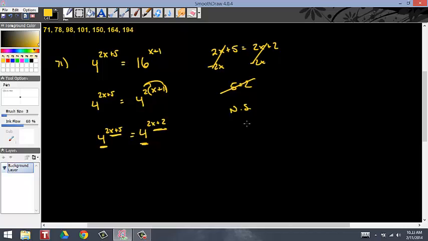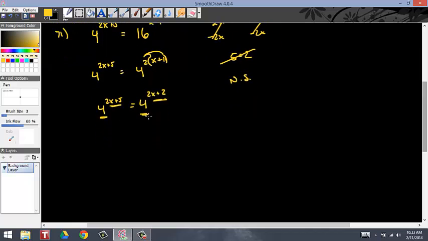All right, so your number 78. Log base 3 of rad 9. Okay, let's take a look. What is the square root of 9? You have 3. So it's going to be log base 3 of 3.